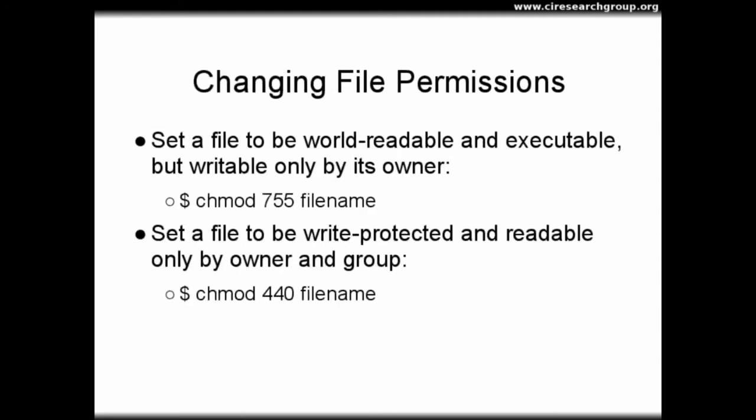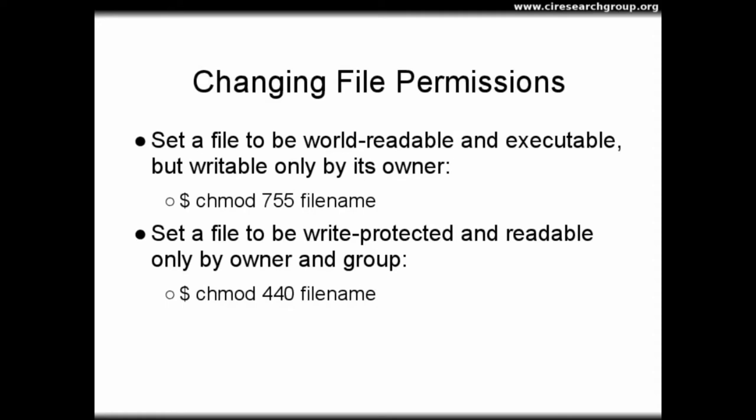Changing file permissions can be done with the chmod command, and by example, a file can be set to be world readable and executable, but writable only by its owner, using the command chmod space 755 space the name of the file. A file could be set to be write protected and readable only by the owner and group by running the same chmod command, only with permissions 440.